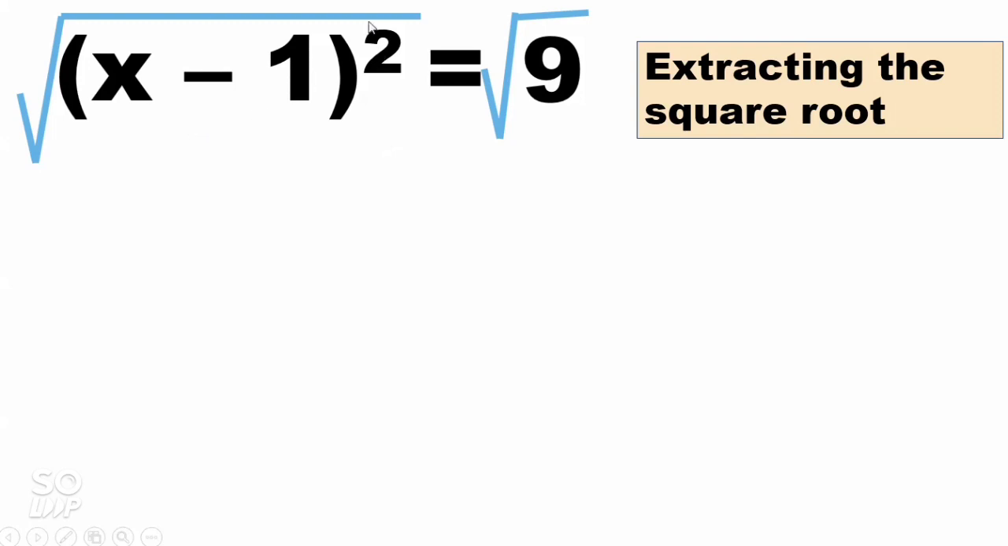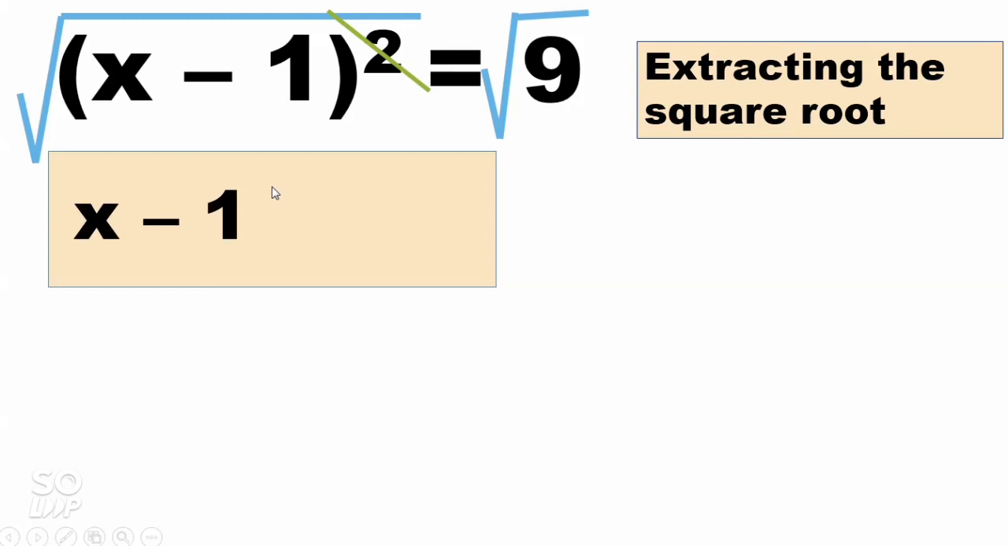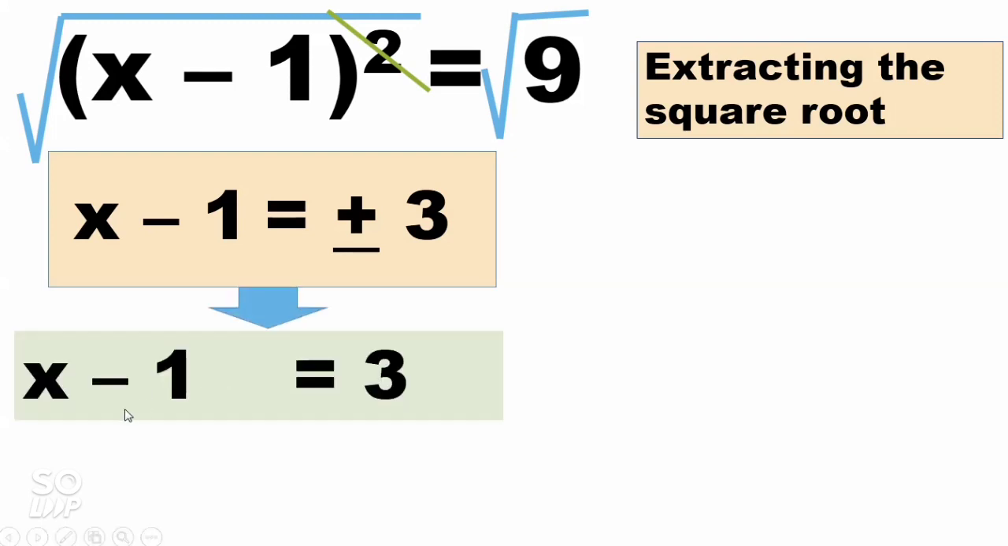Okay? And then, makakancel na yung 2. So now we have x minus 1 equals the square root of 9 is plus or minus 3. Okay, so magiging dalawa yung value ng x natin. Okay, so the first one is x minus 1 equals 3.